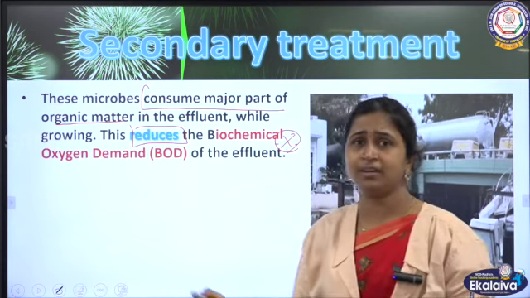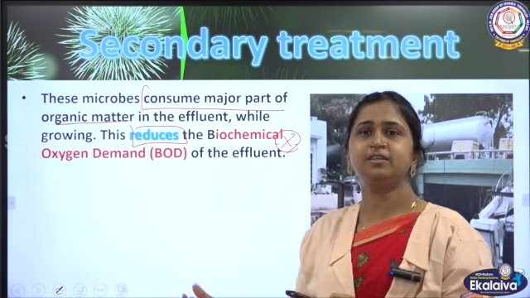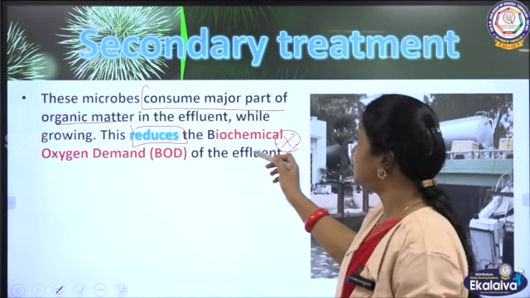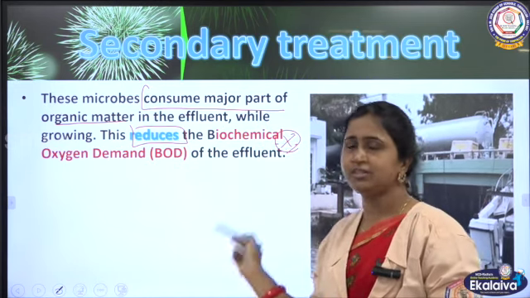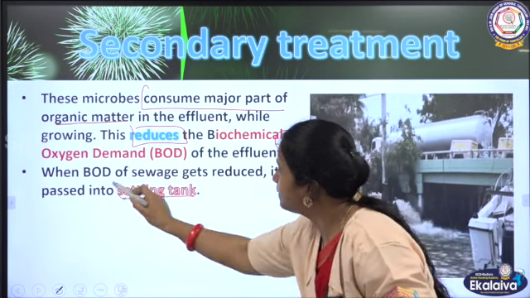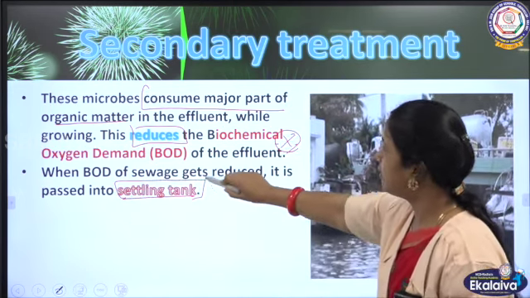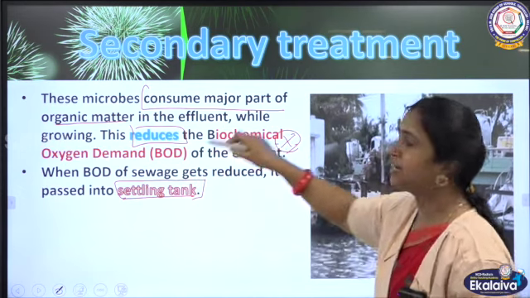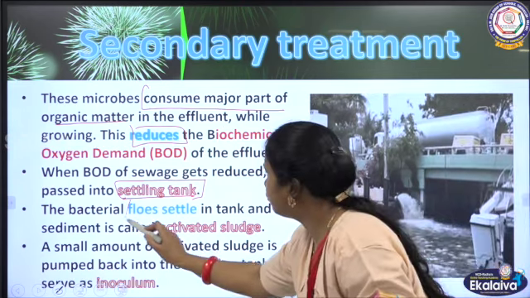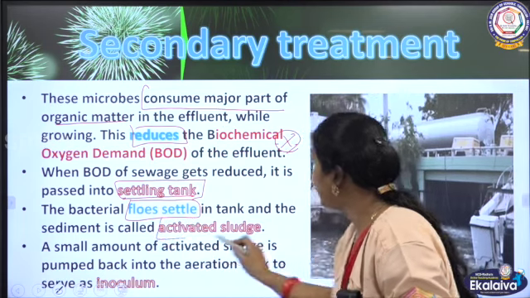If the BOD is there and the same water is supplied to the water body, what happens? It becomes lethal for the aquatic organisms. BOD is nothing but biochemical oxygen demand. And this is again passed into the settling tank. After the BOD of the sewage gets reduced, it is passed into the settling tank. Now these bacterial flocs settle. Where? In the settling tank, and it is called activated sludge.